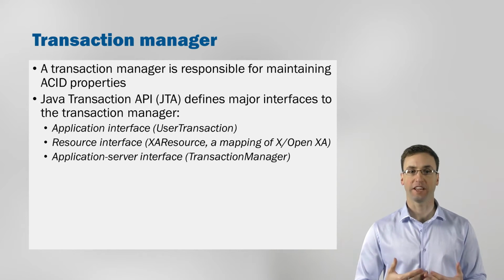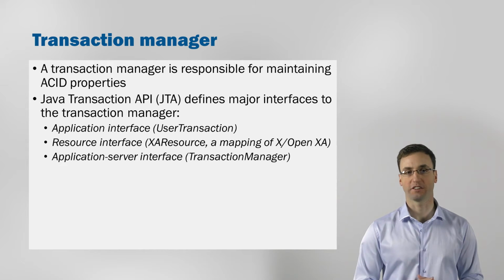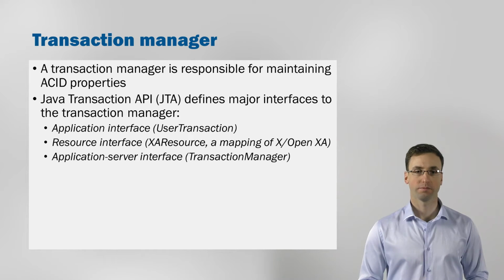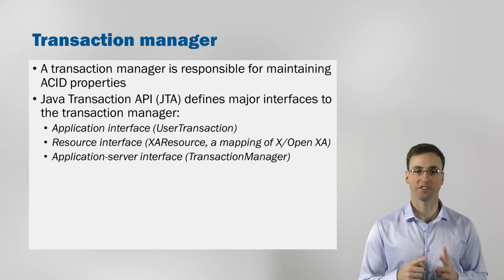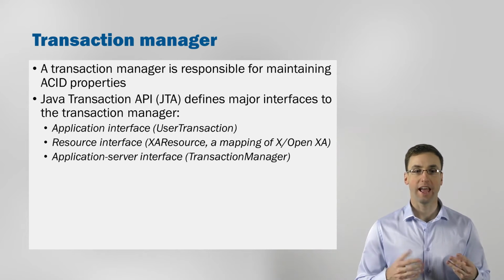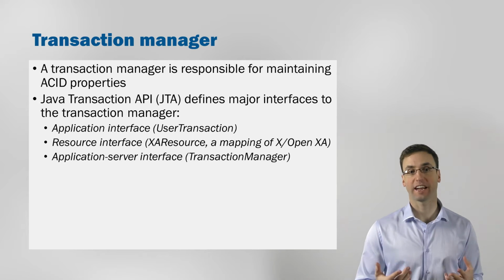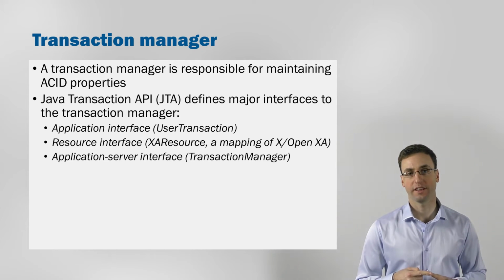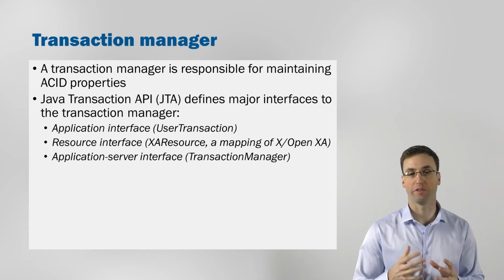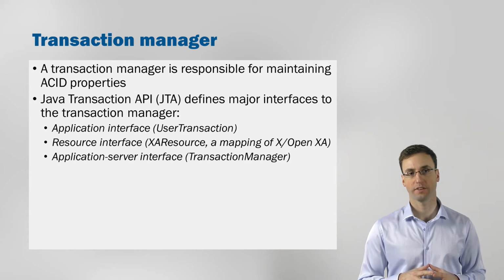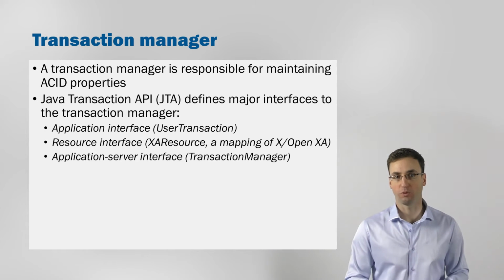JTA provides high-level interfaces to the services provided by the Transaction Manager. There are three major interfaces: User Transaction, XA Resource, and Transaction Manager. As an application developer, you're most likely to encounter User Transaction. This is the interface you use when you want to obtain more careful control over when a transaction is created. The other two interfaces are much more low level.